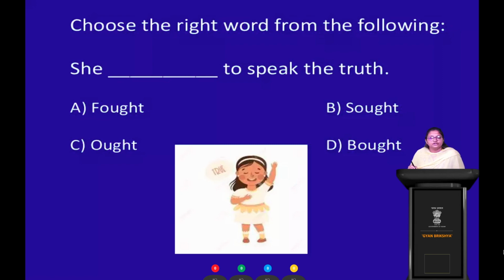She dashed to speak the truth. There is a blank here: she dash to speak the truth. Which word will go in the dash among the four options, you have to find out. So four options are A fought, B sought, C ought, and D bought. There you have a sentence in front of you. So fill in the blanks. Your time starts. Go ahead.